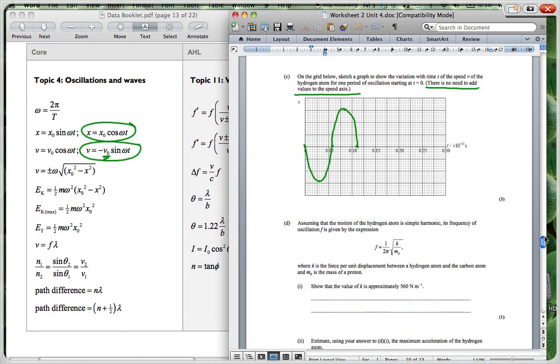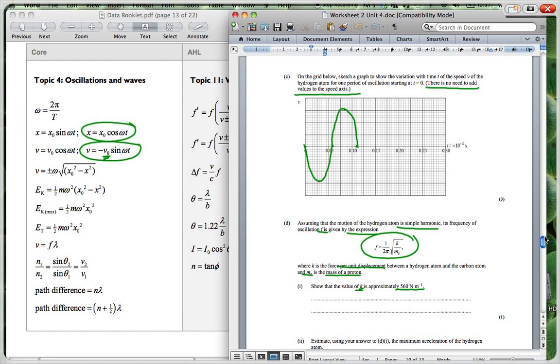Then, to continue with that, the next question says, assuming the motion of the hydrogen atom is simple harmonic, its frequency of oscillation f is given by this expression, where K is the force per unit displacement between the hydrogen atom and the carbon atom, and MP is the mass of the proton. Show the value of K is approximately equal to that.